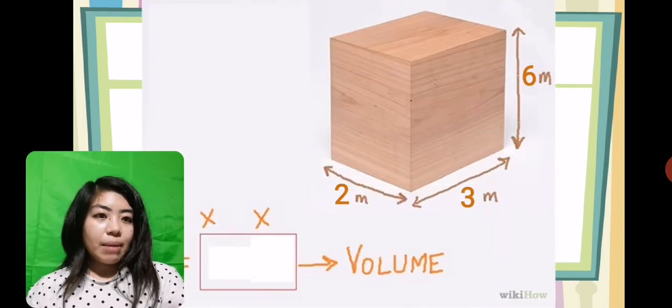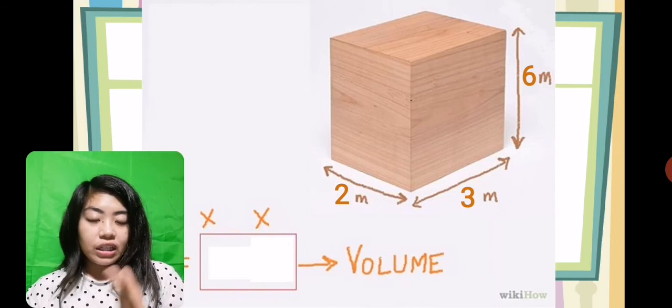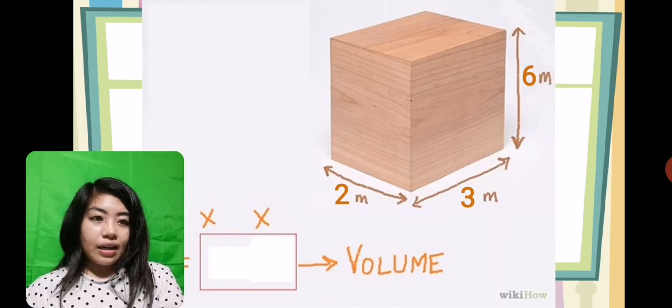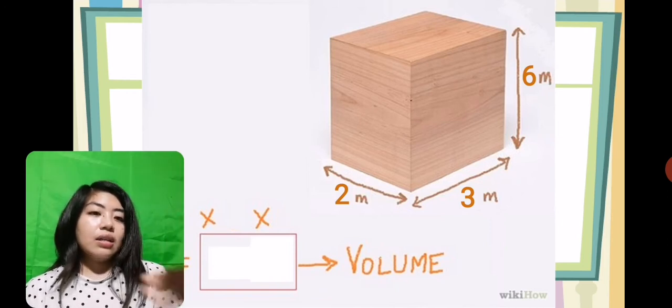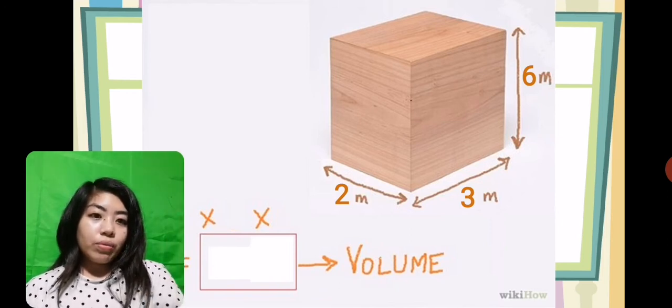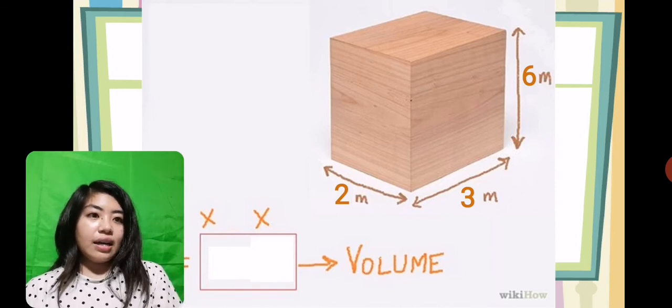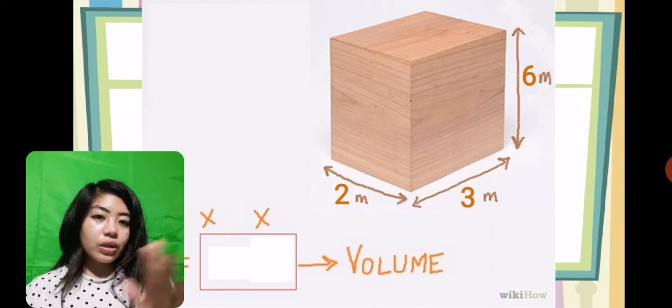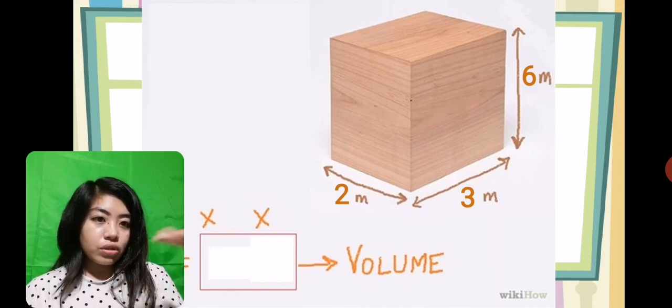So, for example, here is the box. Isa siyang regular solid and then aalamin natin kung ano yung kanyang volume. So, ang length niya is 3 meters. Ang width is 2 meters. Ayan, naka-indicate dyan. Then, ang height is 6 meters. Length times width times height. So, you're just going to multiply those variables.